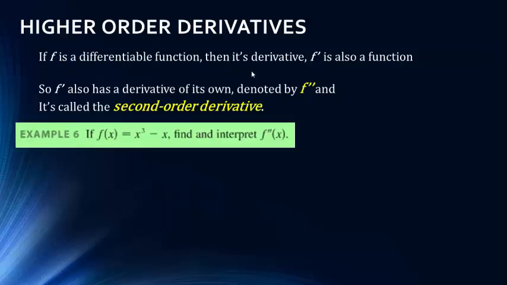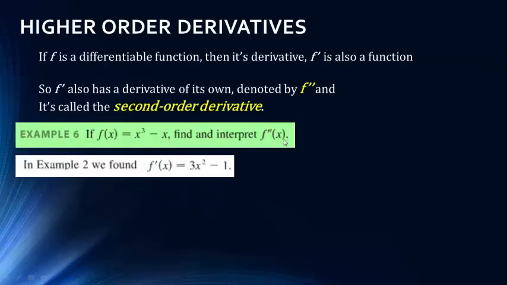So let's look at an example here. If f of x equals x cubed minus x, find and interpret f double prime x. Well, remember we just found a few moments ago that the first derivative of f of x equals 3x squared minus 1. This is about 3 or 4 slides ago.